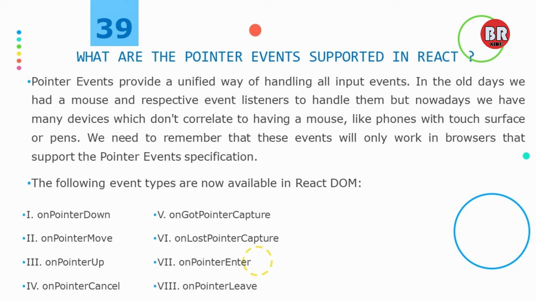What are the pointer events supported in React? Pointer events provide a unified way of handling all input events. In the old days we had a mouse and respective event listeners to handle them, but nowadays we have many devices which don't correlate to having a mouse, like phones with touch surface or pens. We need to remember that these events will only work in browsers that support the pointer event specification. The following event types are now available in React DOM.